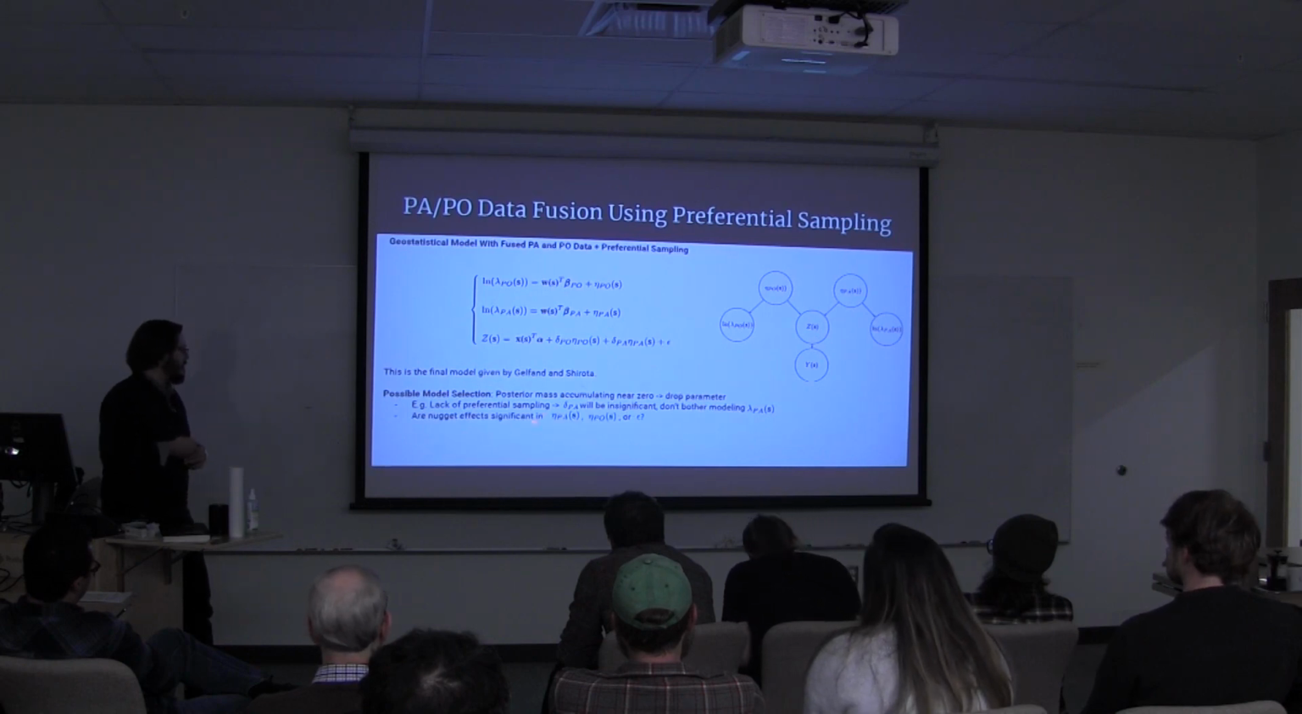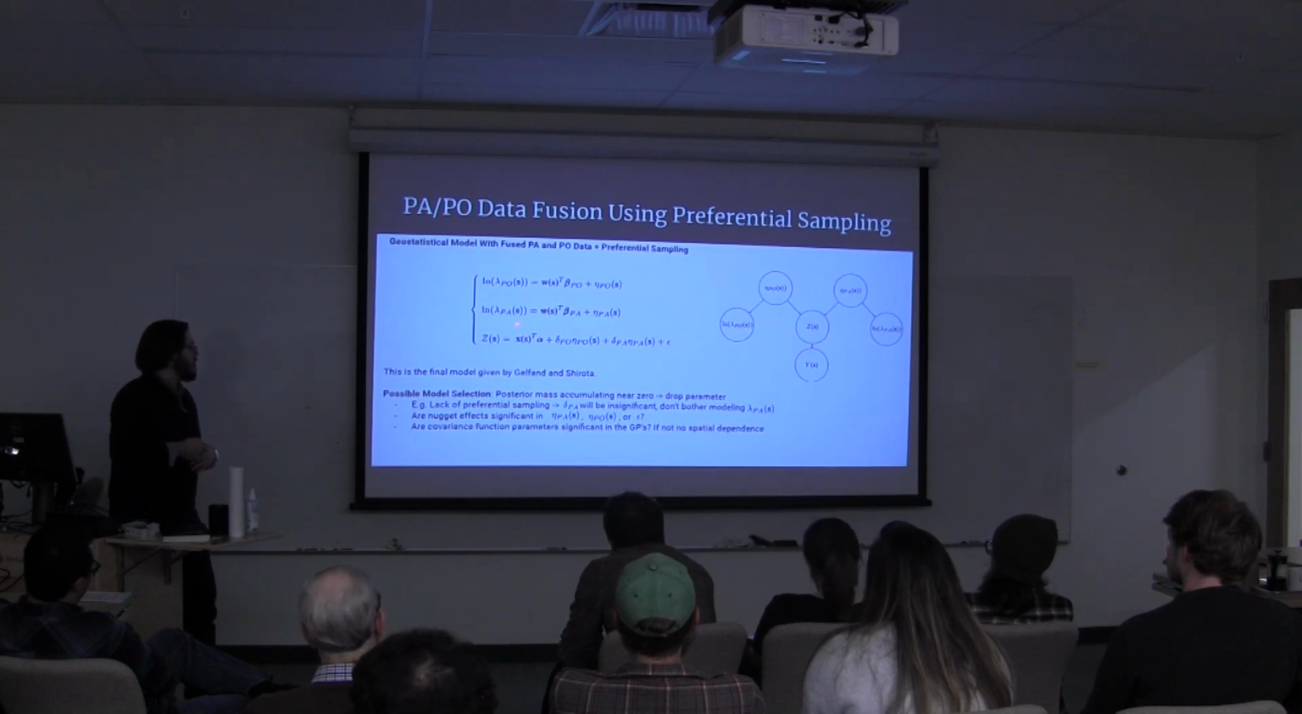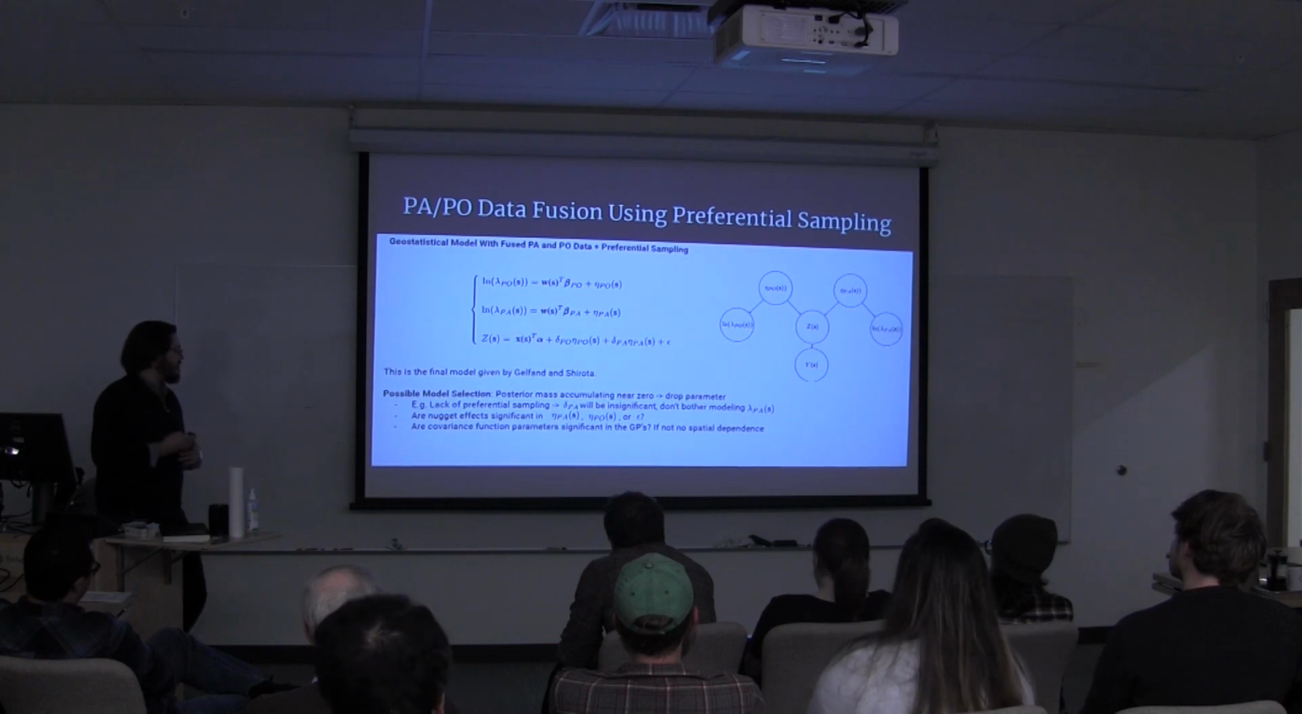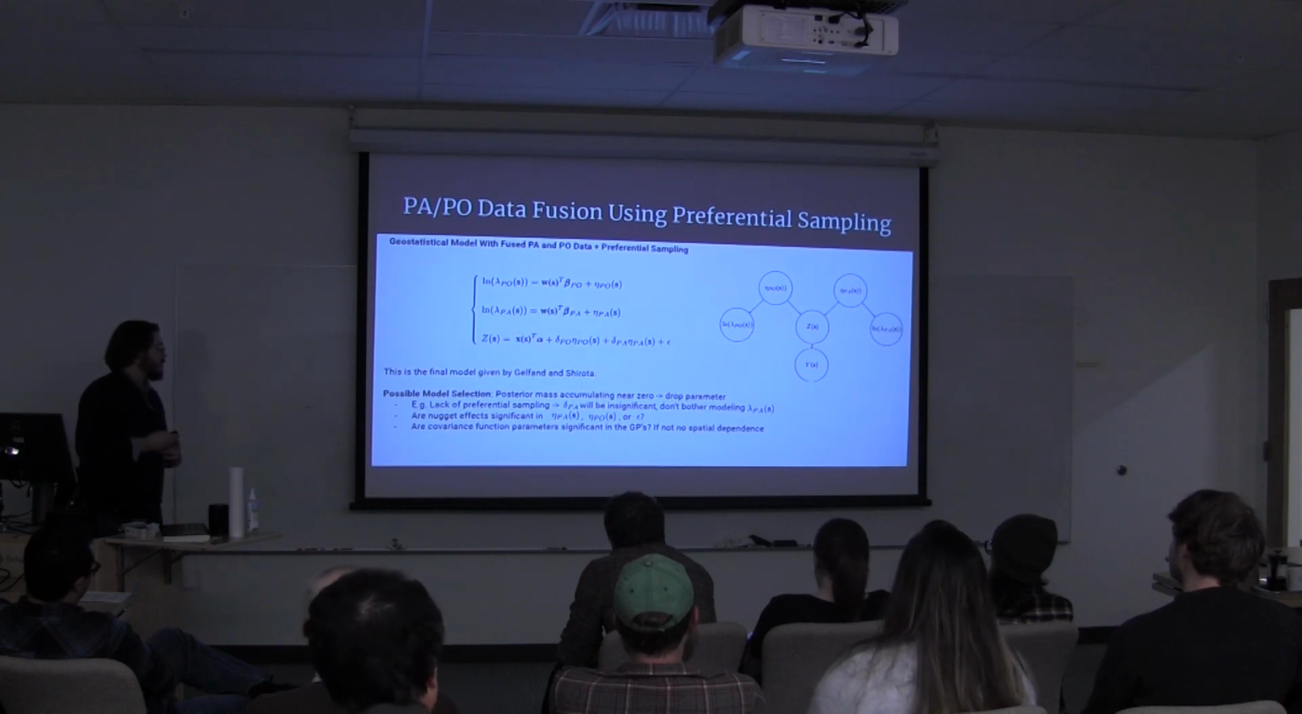Also, are the nugget effects significant in any of these? That's kind of like the measurement error. We could drop those if we wanted to. Of course, we could do covariate selection on all these covariates. Or sorry, no, that's what that was. Here I'm talking about the covariance function parameters.